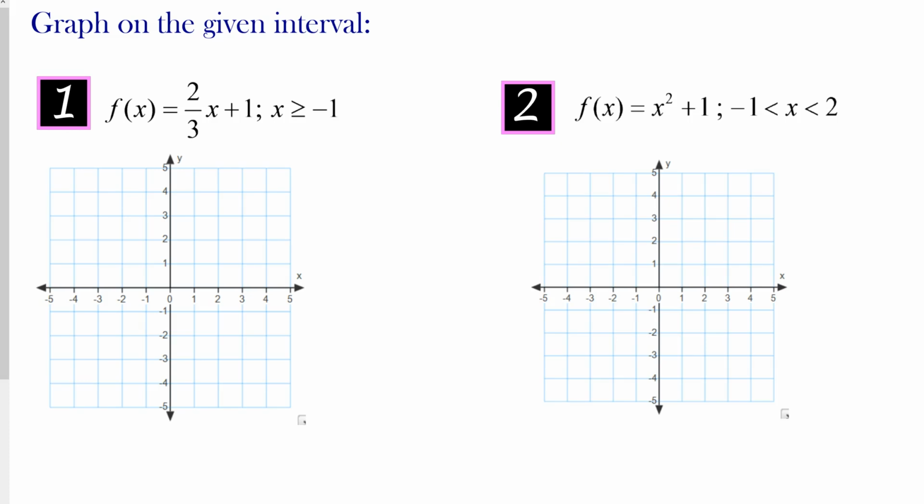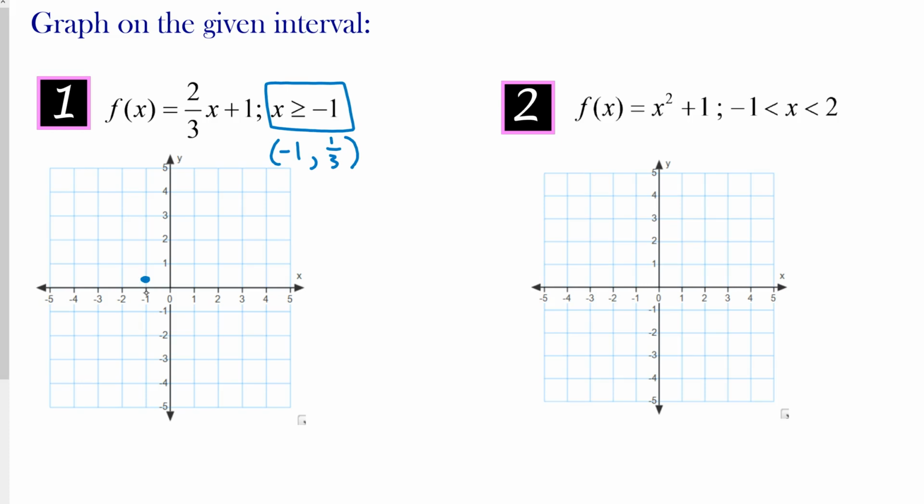So looking at number 1, we're going to graph f of x equals 2/3 x plus 1. Now we know that's a line, it has a slope of 2/3, it has a y-intercept of 1, but look, we have a restriction here. We're only going to graph it for x values greater than or equal to -1. So what I'm going to do is find the endpoint by taking -1 and plugging it in the function. 2/3 times -1 plus 1 would give me 1/3. So we're starting at the point -1, 1/3. That's going to be a closed circle.